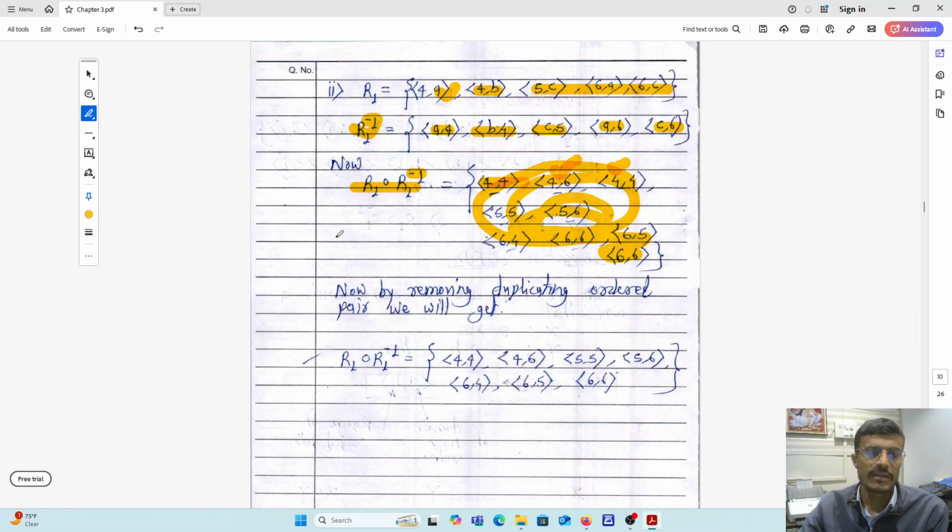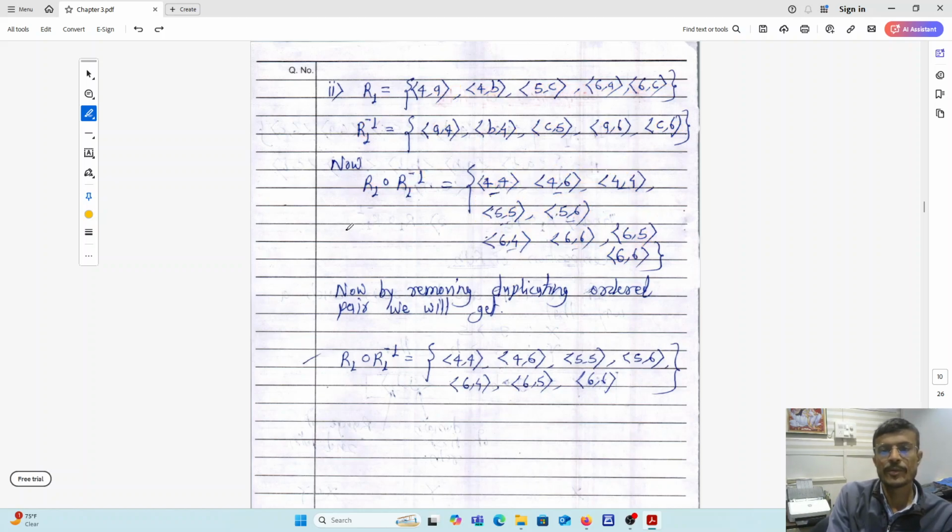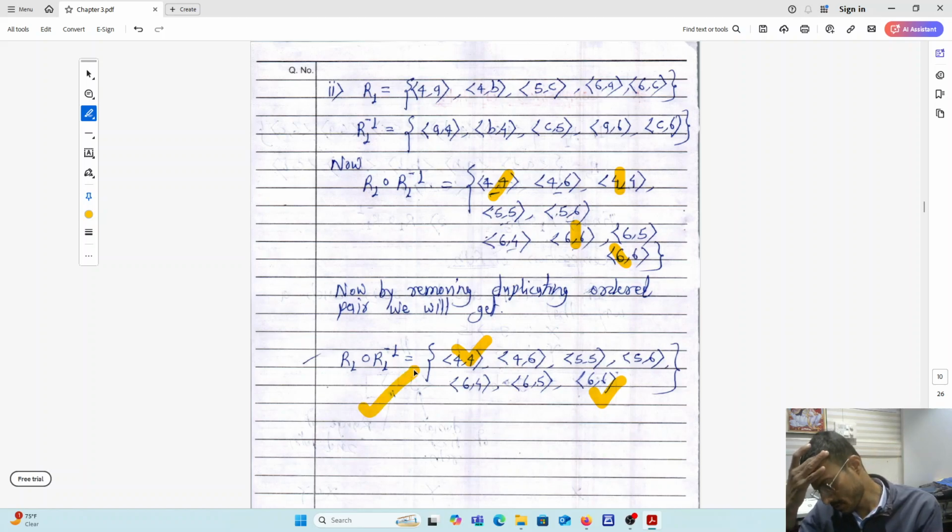If you see here, lots of duplicate pairs are there. This 4, 4 is there, 4, 4 is there. Rather than twice, we have taken 4, 4 once. 6, 6 is here, 6, 6 is here, so we have taken this 6, 6 a single time. The remaining are not repeated, so we have taken them as they are. So that's all for the composition of relation. Very important question. Keep in mind.